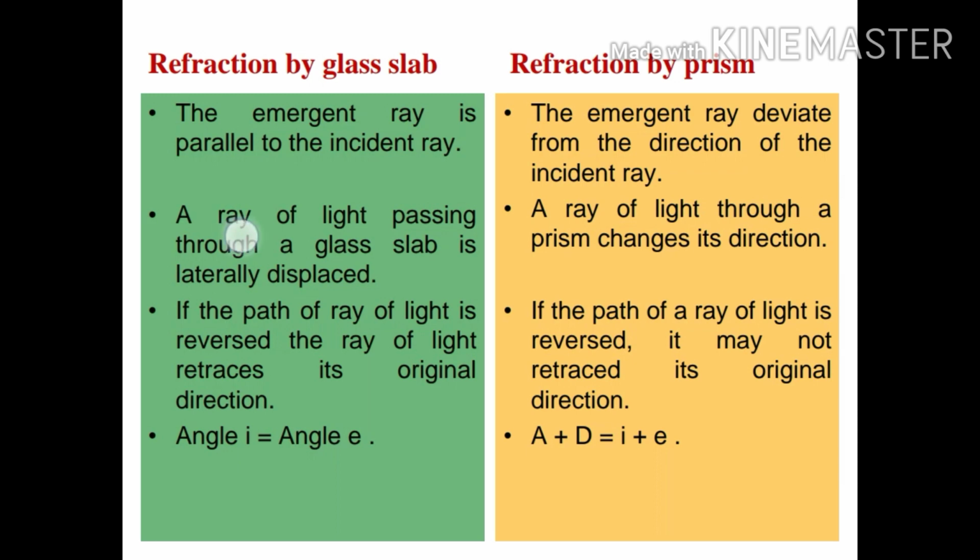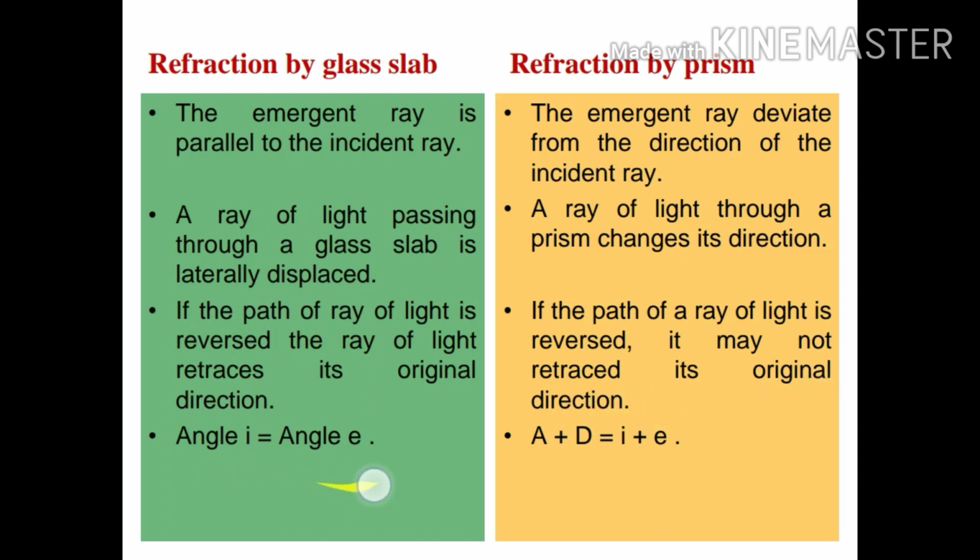Now, the ray of light passing through a glass slab is laterally displaced, and we have seen that the incident and emergent rays were parallel. In case of a glass prism, a ray of light changes its direction. If the path of the ray of light is reversed, the ray retraces its original direction in case of a glass slab. But in case of a prism, when the path of the ray of light is reversed, it may not retrace its original direction.